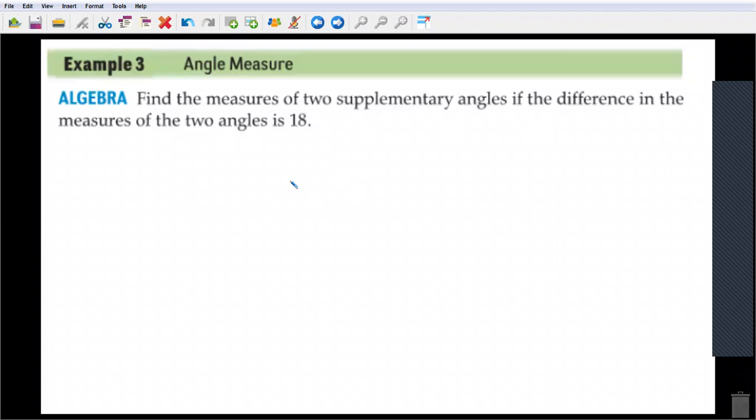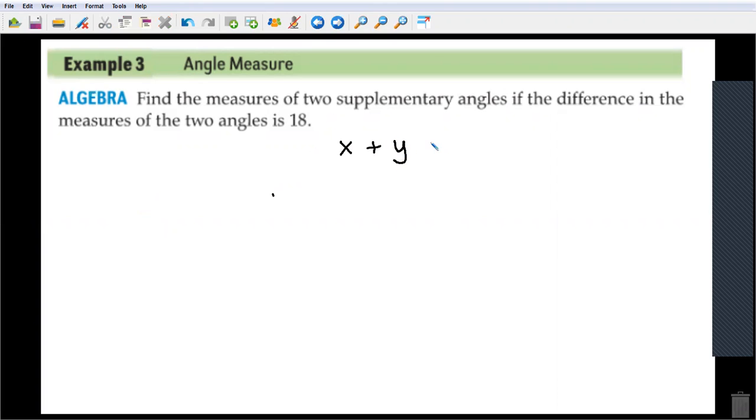So in example 3, we're going to use our knowledge of supplementary angles as well as a little bit of algebra to answer this question. It says, find the measures of two supplementary angles if the difference in the measures of the two angles is 18. So what we can do is write out a general equation.